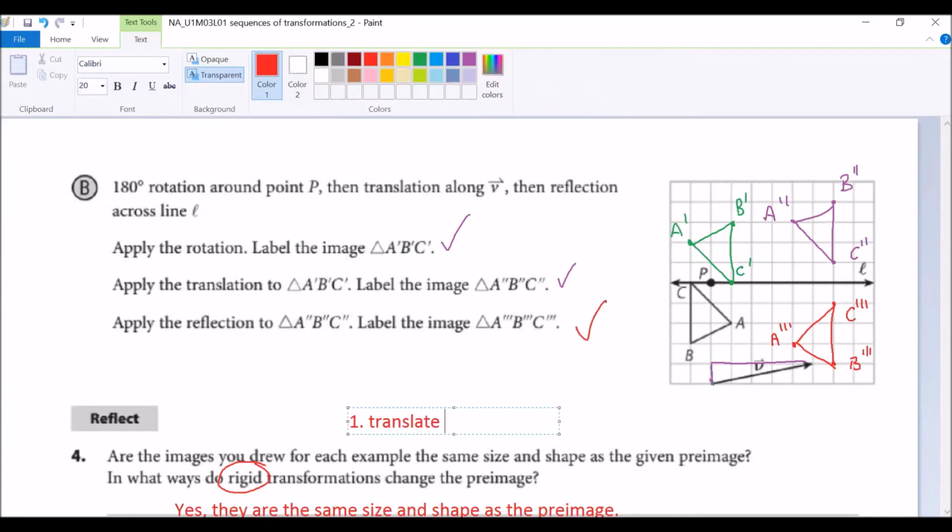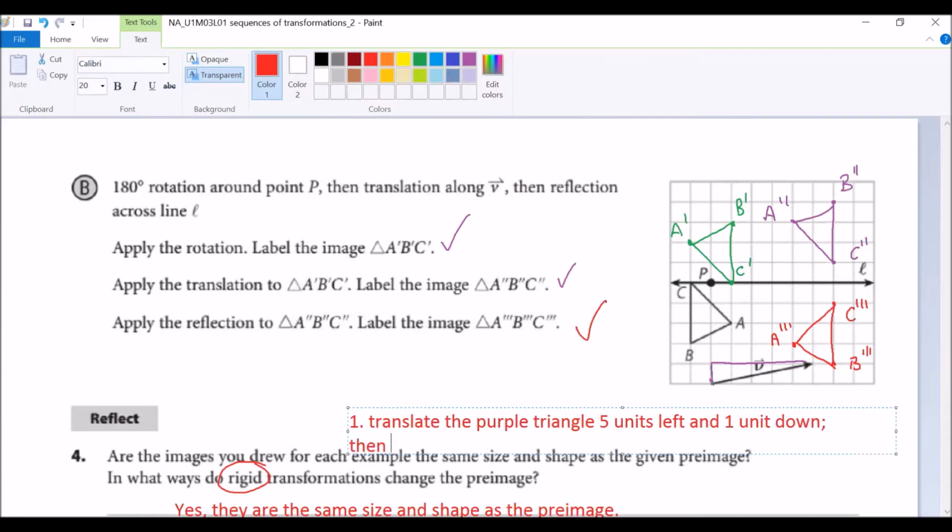The purple. I'm just going to say the purple triangle. That does not say triangle. Translate the purple triangle 5 units left and 1 unit down.